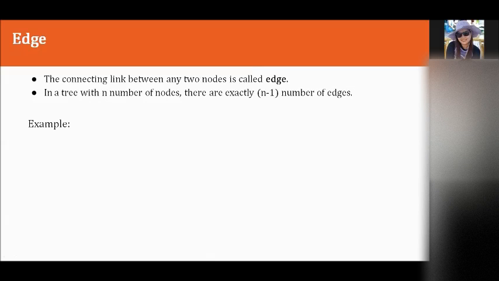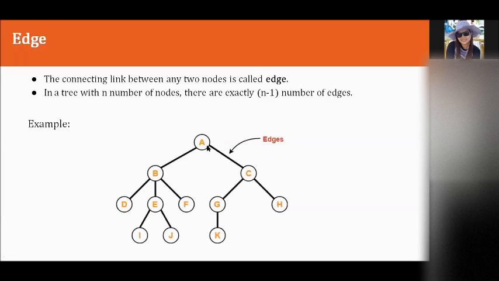So we have the edge. The connecting link between any two nodes is called an edge. In a tree with n number of nodes, there are exactly n-1 number of edges. For example, okay, so this is the interconnection or the link between the two nodes, the A and the C, okay?